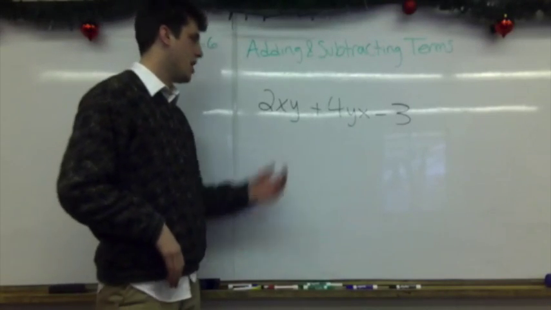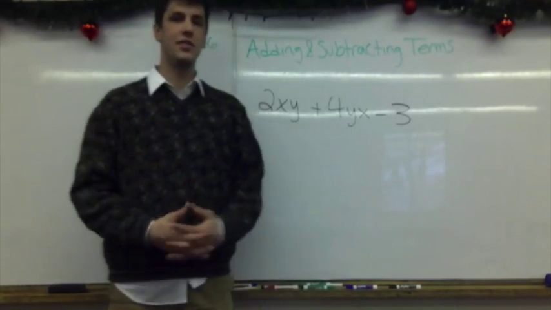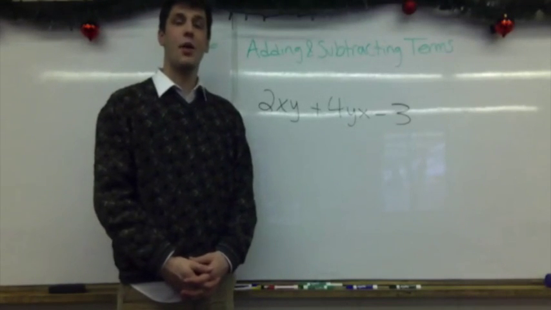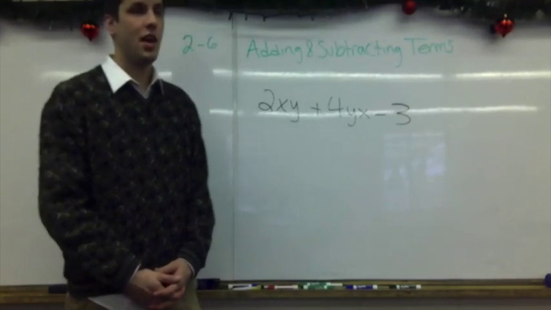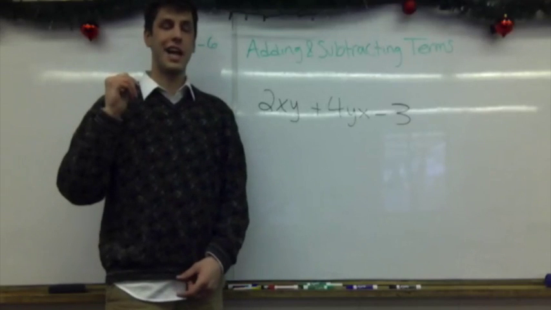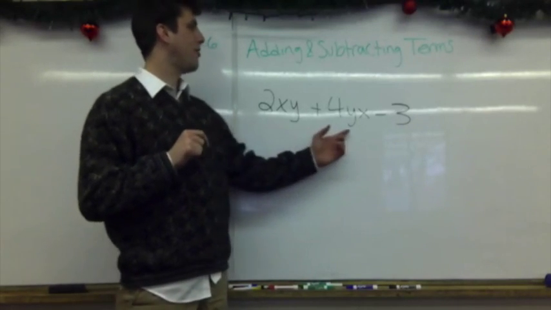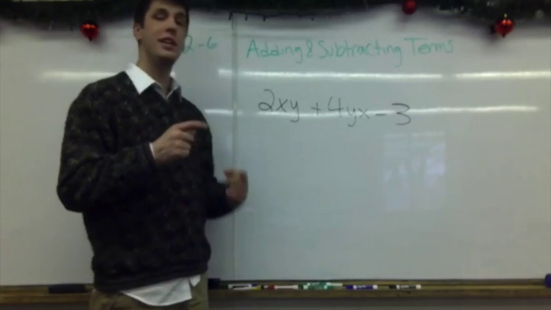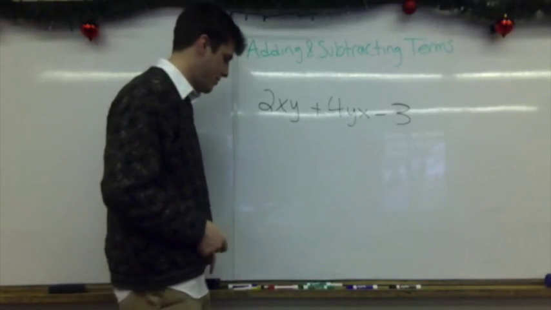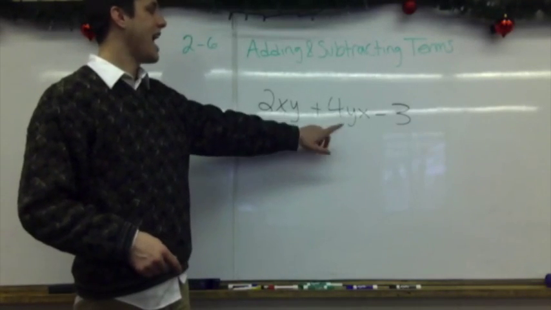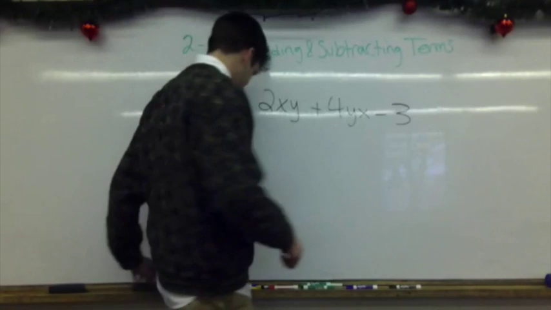First of all, you have 2 terms here which have the same variables in them. However, the variables are in different order. Now, what you learned in the last lecture is that when simplifying a term, you need to have the variables in alphabetical order. So this is actually 4xy.